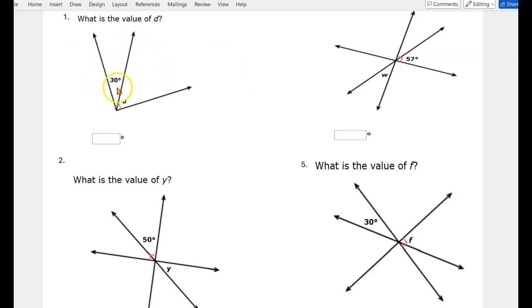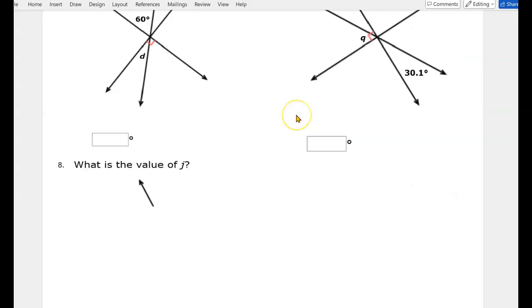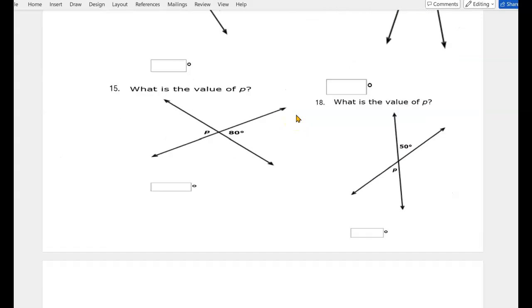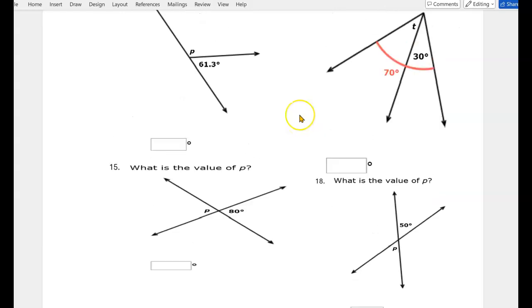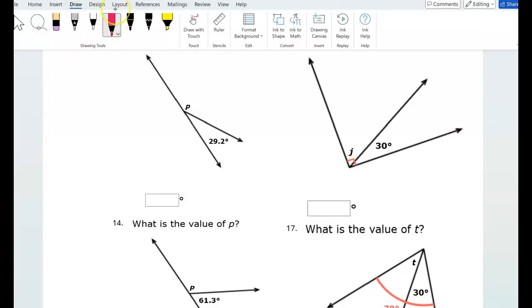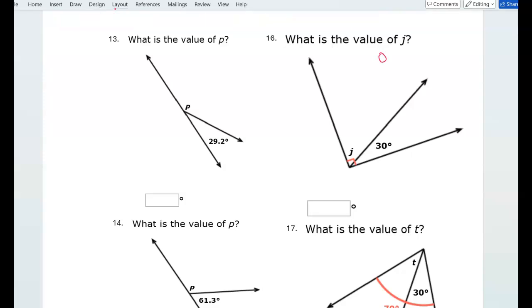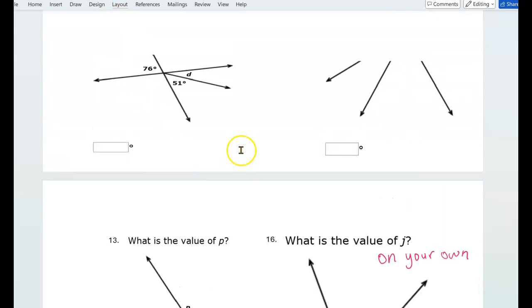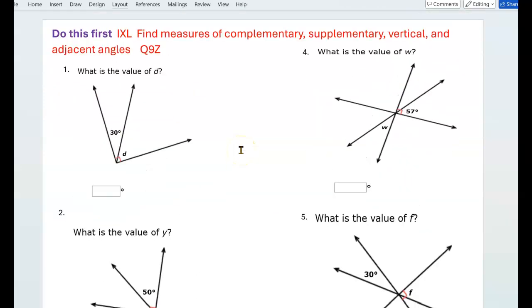I'm going to work number 1, and I want you to jump all the way to number 16. You're going to do number 16 on your own. Okay? I'm going to do number 1, and you'll go do 16 on your own.